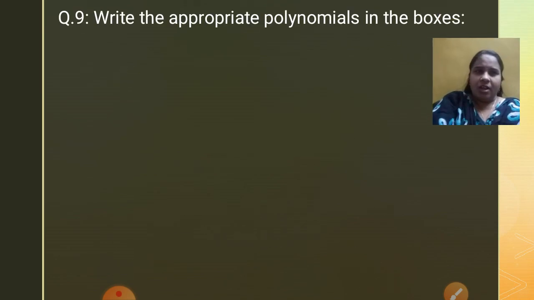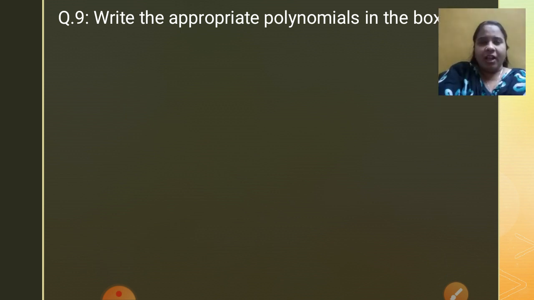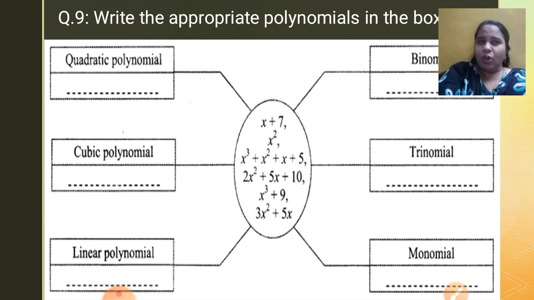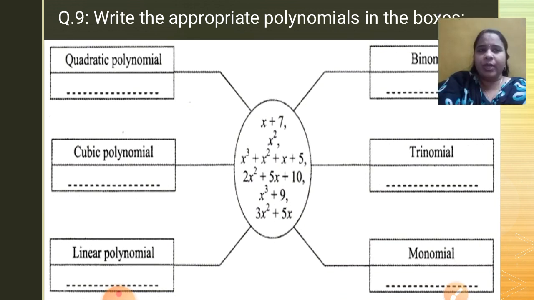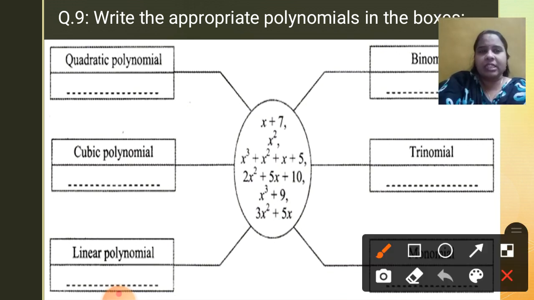Okay, let us move to the next question. Write the appropriate polynomials in the boxes. This is question number 9. This is actually an activity question. I am not solving it. I would like you to do it. I'll just revise it quickly. I'll discuss it with you.